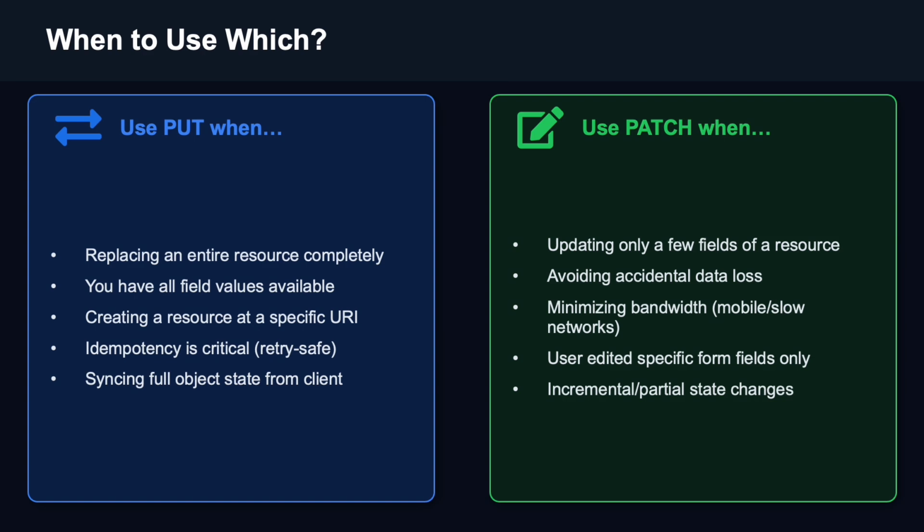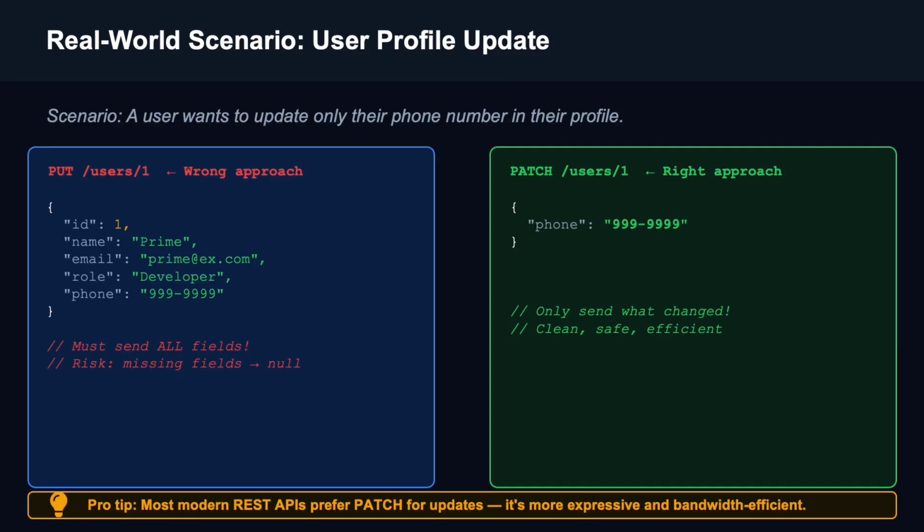Let's make this concrete. A user opens their profile settings and updates just their phone number. The wrong approach: using PUT. Your client would need to first fetch the full user object, update the phone field locally, then PUT the entire body back. If you skip the fetch step and only send the phone field, you'll wipe out their name, email, and role. This is a real bug that ships to production more often than you'd think.